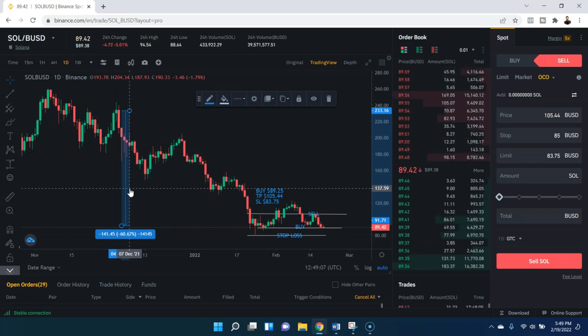It will help you to manage your risk, and it's a very good option to automate your trading journey. So that is it for this particular tutorial.